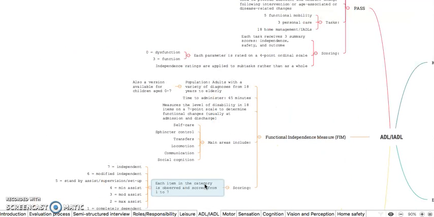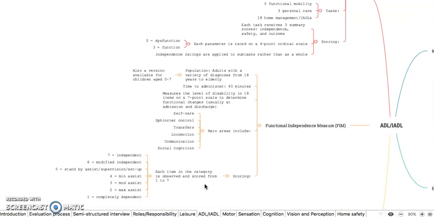The last one in this section that we went over was FEM, and it measures the level of disability in 18 items on a 7-point scale to determine functional changes, and it's usually done at admission and discharge of inpatient rehab. The main areas it looks at are self-care, sphincter control, transfers, locomotion, communication, and social cognition.